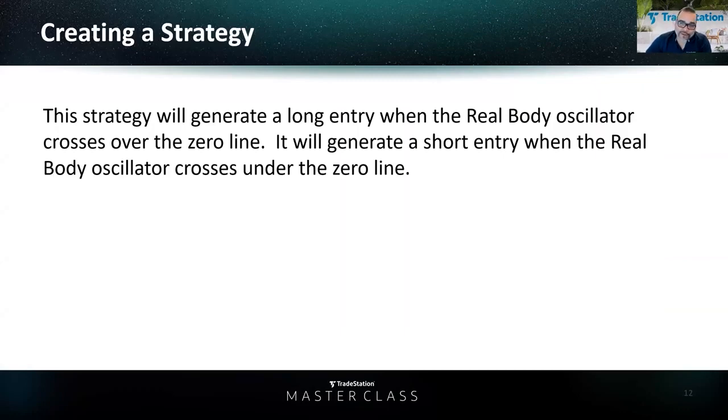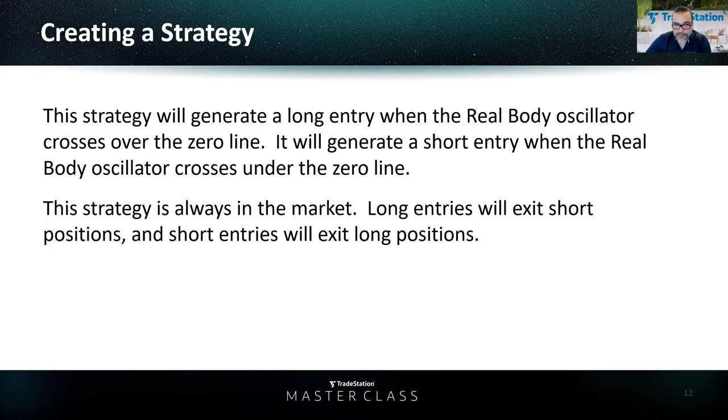What if we had taken a trade every time that the real body indicator crosses the 0 line? So what we're going to do is generate a short entry when the real body oscillator crosses under the 0 line, and the strategy is always in the market. So long entries will exit short positions and short entries will exit long positions.